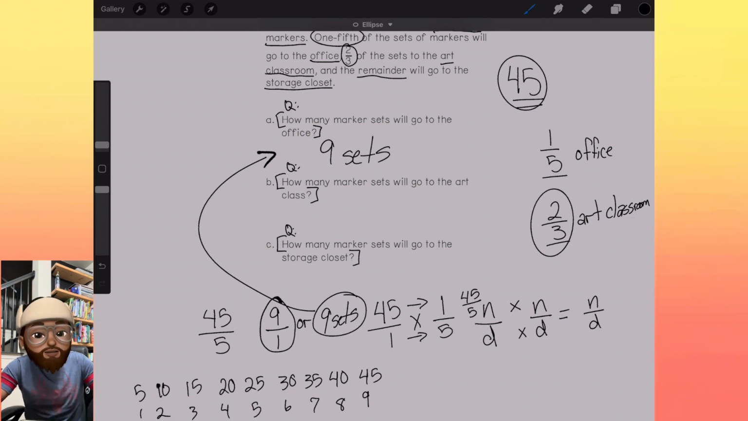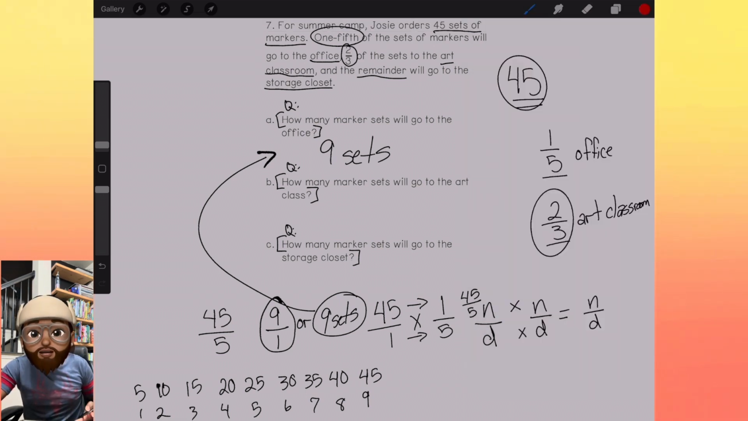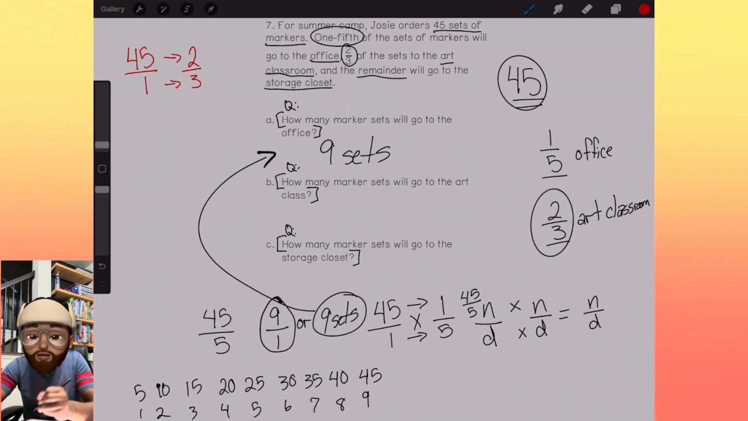Let's change the color. We're going to keep that same fraction of 45 over 1. Let's put that here. And now our new fraction that we're going to multiply times is 2 over 3, or 2/3. Now remember, we're multiplying straight across, okay? So 45 times 2 would be 90. And 1 times 3 would be 3.